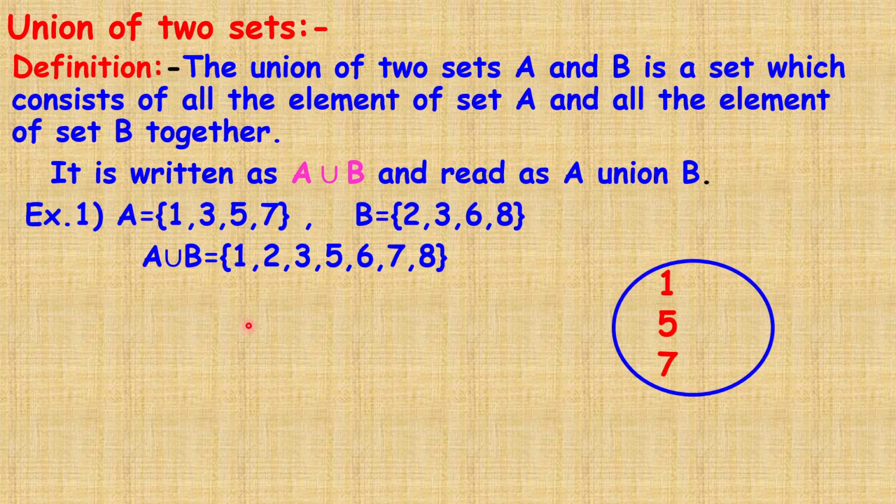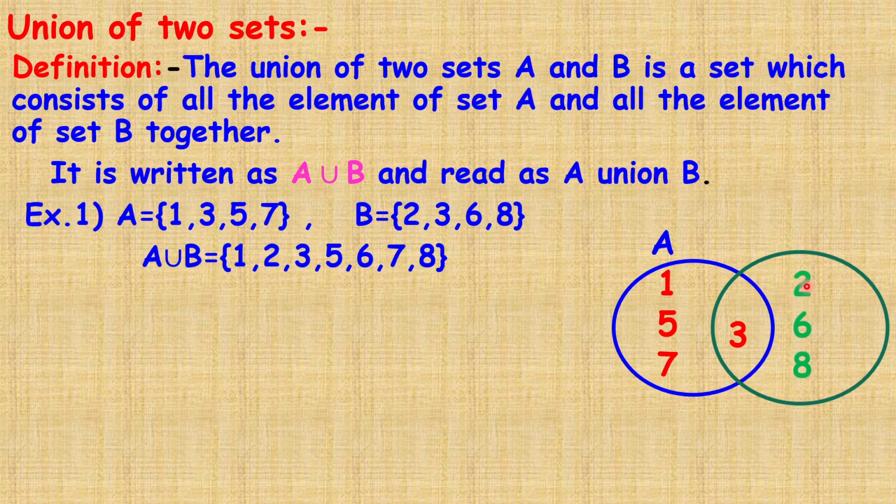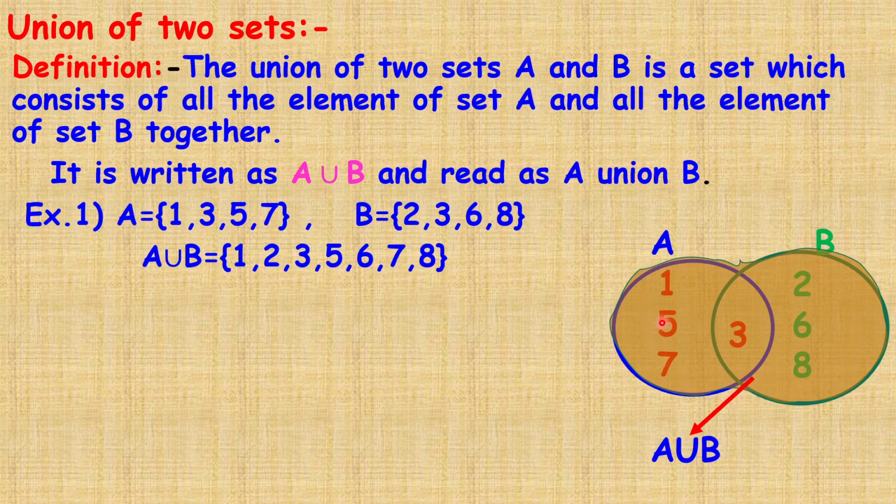By Venn diagram, here set A is given. The elements of set A are 1, 3, 5, 7 and set B is given. The elements of set B are 2, 3, 6, 8, and the union of the two sets, A ∪ B, is altogether the elements of set A and set B.